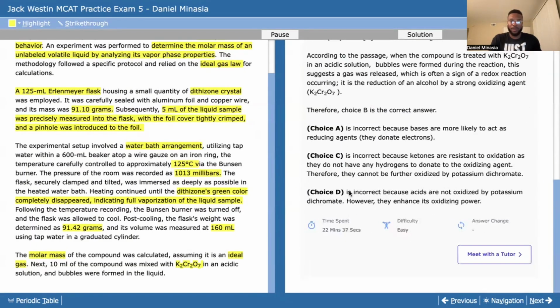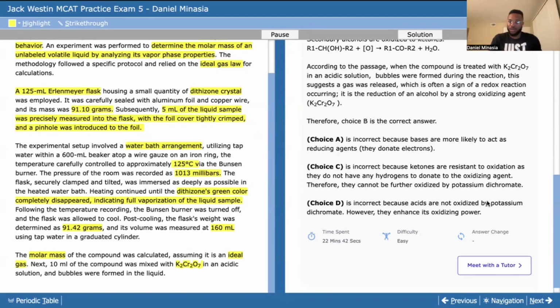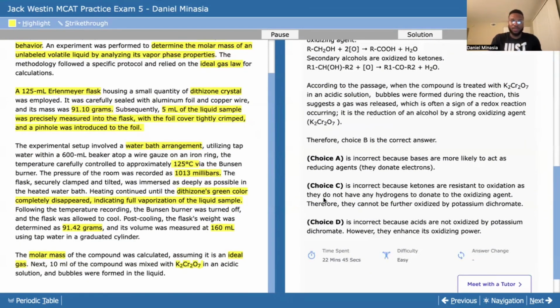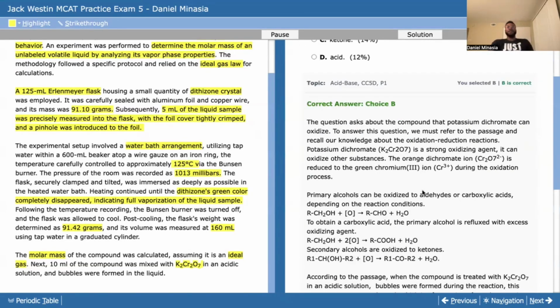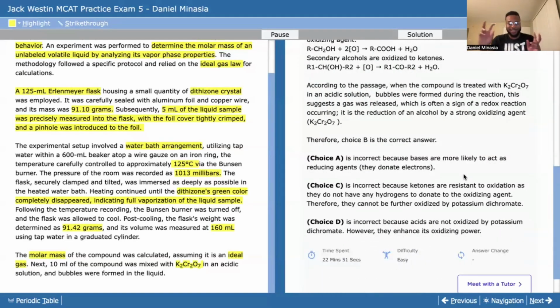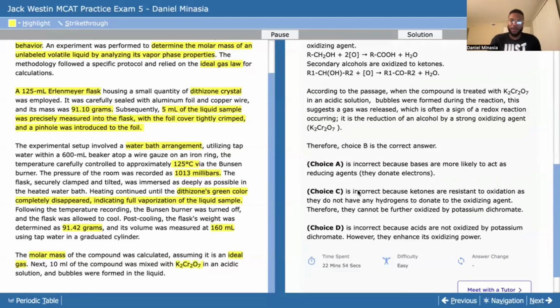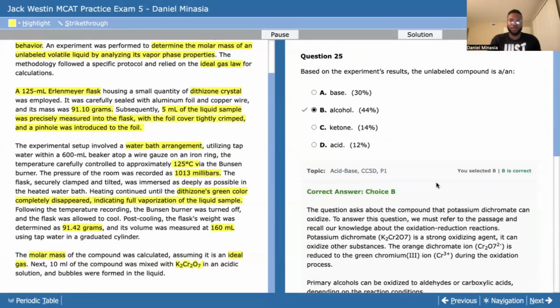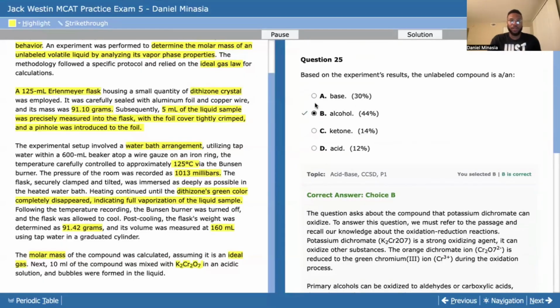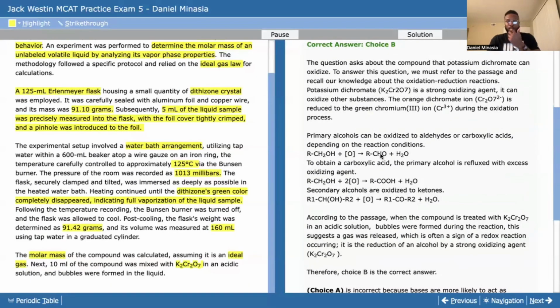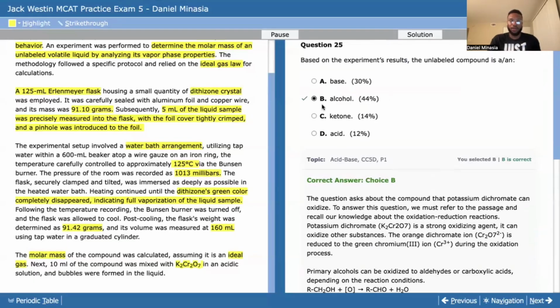So let's see why the other options are wrong. Acids are not oxidized. However, they enhance it. Makes sense. Ketones are resistant. So ketones is a no-brainer. Nobody would try to oxidize a ketone, right? Bases are more likely to be reducing agents. So remember, review your oxidation and reduction. Bases are reducing agents. Why? Because reduction is gain of electrons, and bases have a lot of electrons they want to give. Cool. Alcohol makes the most sense.